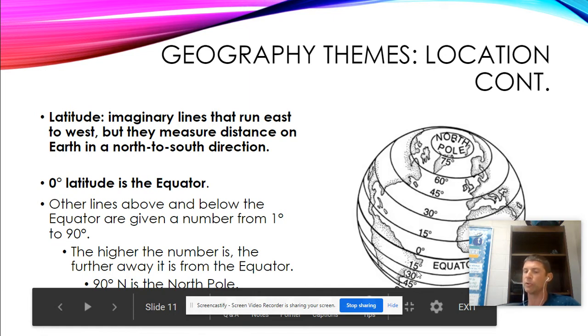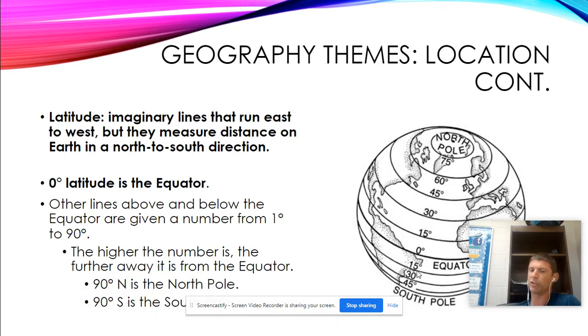So I think sometimes students get confused when they're like, well, the terminology is north-south, but these lines go east-west. But they have to show how many degrees you are from the equator.